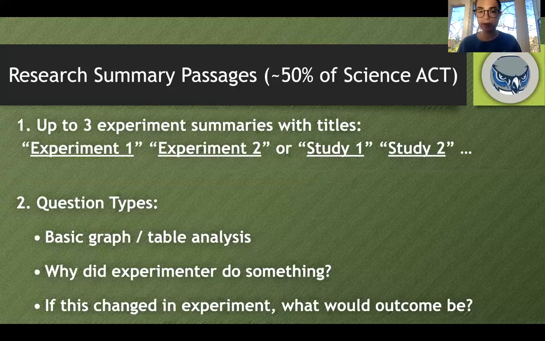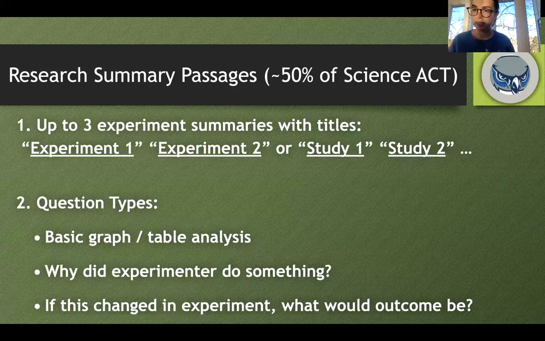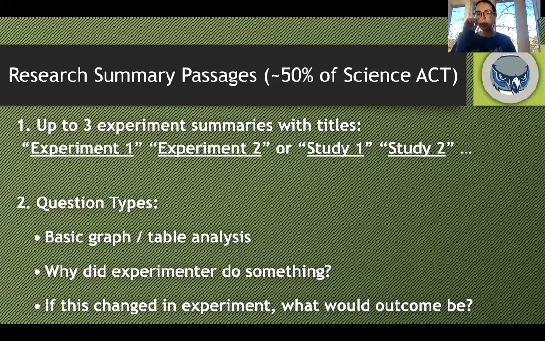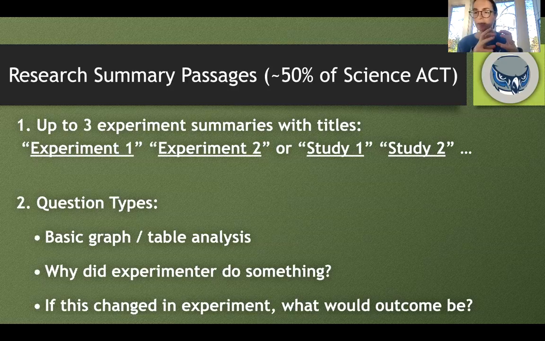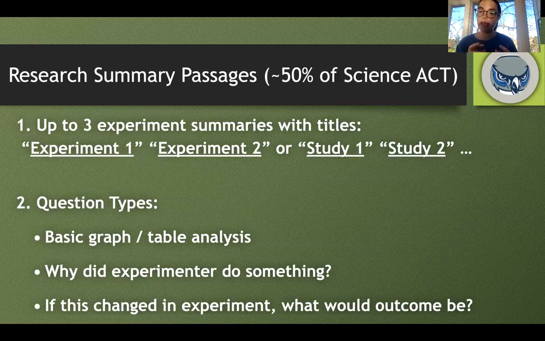Okay, these research summary passages are about half of the Science ACT, about 50%. There will be 6 passages that you see. So we think about 3 of them will be research summary passages, okay? You know it's one of these passages because you'll see titles within the passage that say something like experiment 1, experiment 2, or study 1, study 2. There could be 1 study, there could be 2, or there could be up to 3. I've seen 3. Okay, typically it's a paragraph describing what that scientist did, and then maybe a table or a graph or figure with some data or some more information about the study setup.